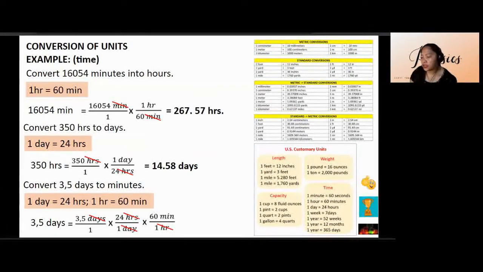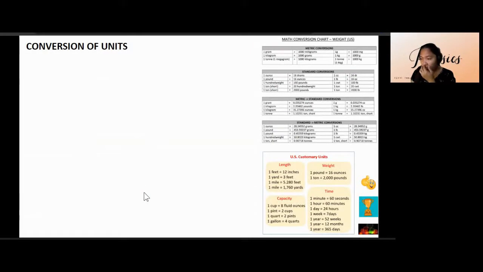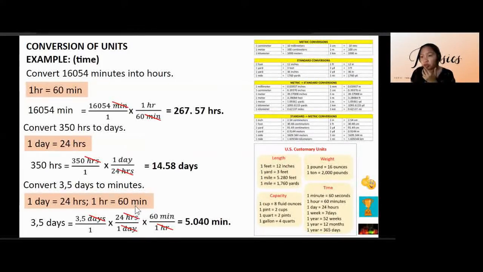Now we will proceed in calculating. 3.5 times 24 times 60 is equal to 5,040 minutes. There are advantages in using the metric scale, but it's not applicable all the time, because there are numbers that do not have those prefixes. But for those numbers that have prefixes, the metric scale will be the easiest way in solving and converting one unit to another.